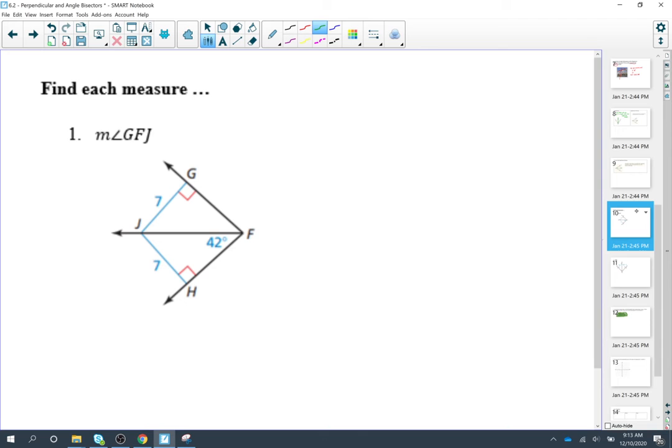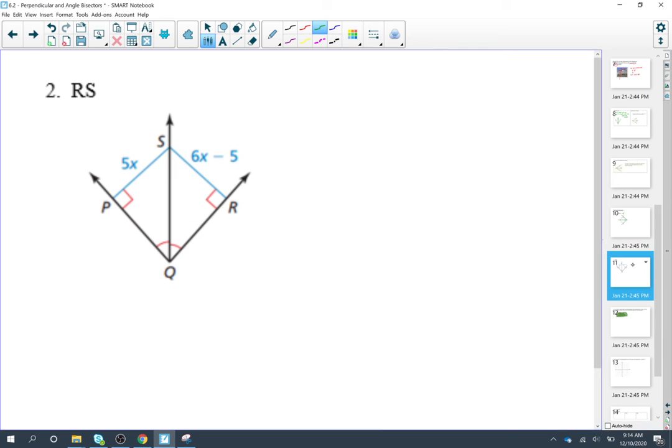Example 1, find each measure. We want to find the measure of angle GFJ. G to F to J means we're looking at this angle right in there. I have from J to G is 7. I have from J to H is 7. So this is actually our converse. If I know that the distances to the edges of the angle are congruent, then I do know that this is an angle bisector. And if this is an angle bisector, and this is 42 degrees, then I know that's 42 degrees. So we know that it's 42 degrees.